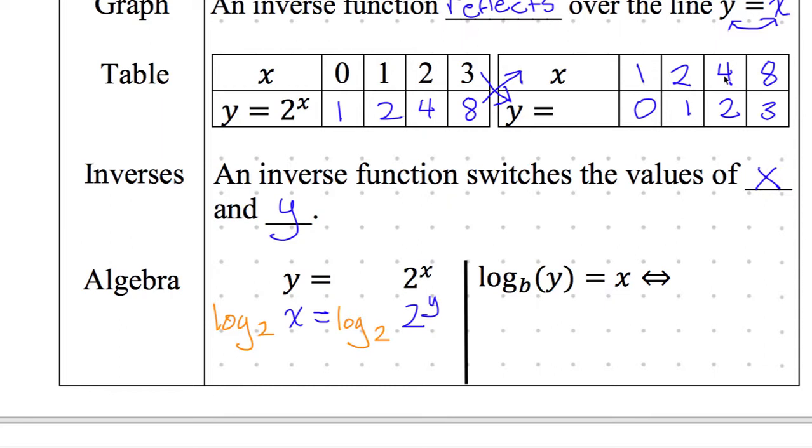Let me come back here to a new color. These cancel each other out. All of those are gone, and I'm just left with y. Y is no longer in the exponent. It is now down in the base. I have canceled it out. I have brought it down, and y is equal to log base 2 of x.